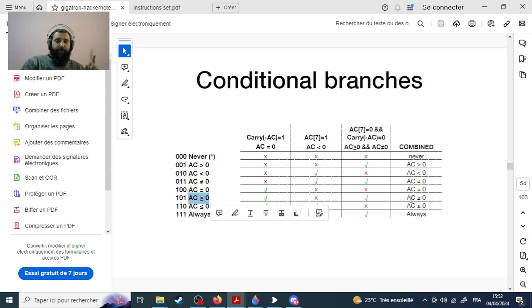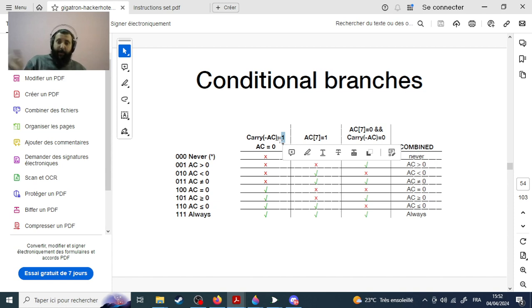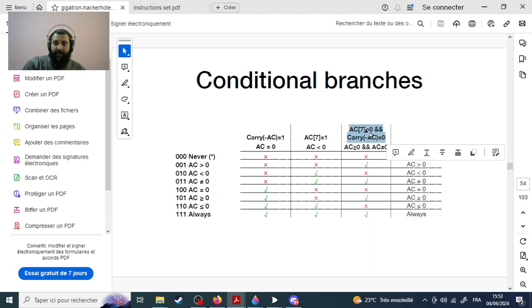We have two conditions. We have to use OR between these two conditions. Either the carry is 1, which means the value is equal to 0. Or you have to check this: the carry is equal to 0, which means that it's not 0, and at the same time, the sine bit should be 0, which means that the value is positive.